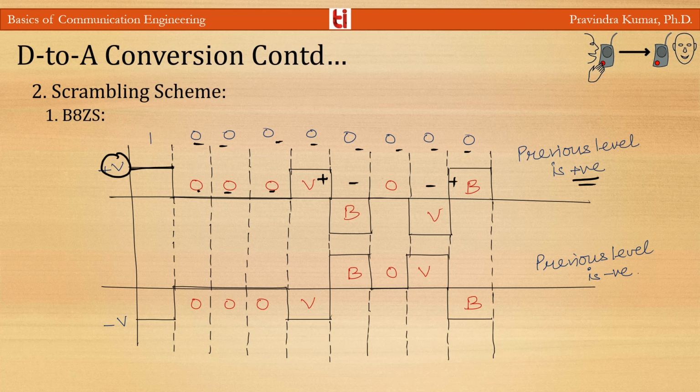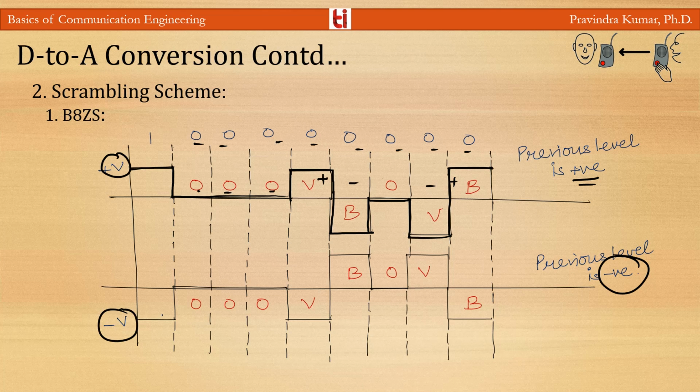Based on this rule we have this type of digital data: voltage level plus V for bit 1, then 0 0 0, then voltage level plus V, then voltage level minus V, then 0, then voltage level minus V, and then voltage level plus V. If the previous level is negative, then we have 0 0 0 minus plus 0 plus minus. Here V is the violation and B is according to the AMI rule.